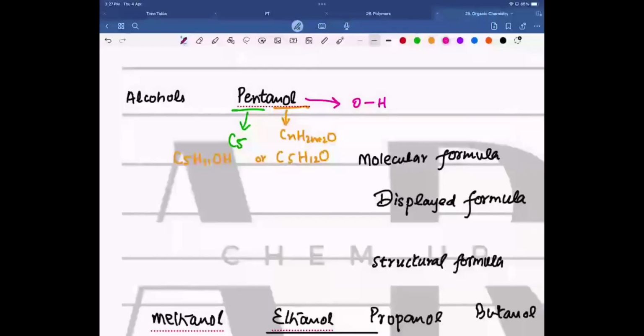Okay, so if you all know, try to make the molecular formulas of the first five alcohols. I'll check. Do it right now. Structural, displayed, and molecular formulas, starting from methanol. Keep the OH on the first carbon. That is the condition. Methanol, ethanol, propanol, butanol, and pentanol.